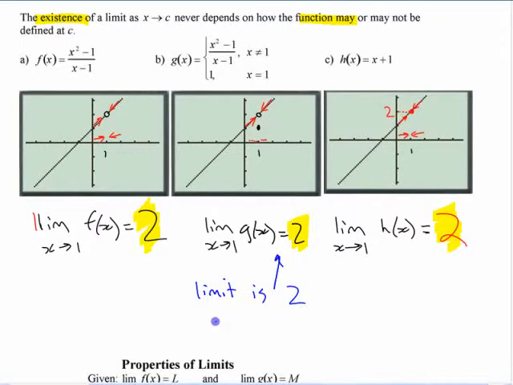The limit is 2, even though g of 1 is 1. The limit as you approach 1 is 2. The function heads for 2 even though it's defined as 1 there.